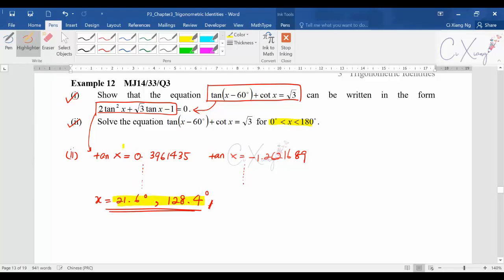So please make sure you try out on your own, try to figure out the details and everything and get the answer. So we'll stop here for this video. In the next video, we are going to discuss the double angle identity.